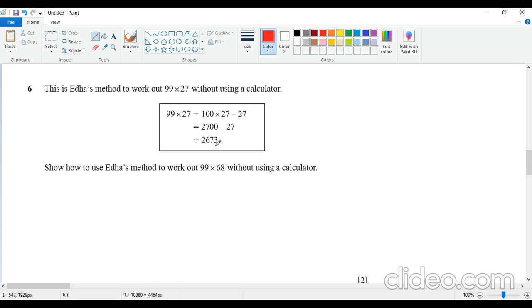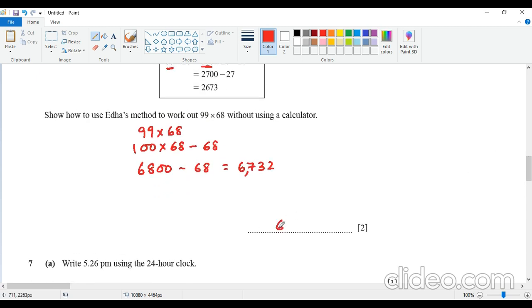Now in question number 6, it says the method of working out 99 times 27 without using a calculator. And the method given is that 99 is going to become 100 to make work easy. Okay, multiply by 27 and then subtract 27. So same method is going to be followed here. 99 times 68 is your question. So what you do is you add 1 to this and make your work easier, and then subtract 68 from the sum. So that means this is going to be 6800 minus 68 is going to be giving you 6732, which is going to be a correct answer to get 2 marks out of it.